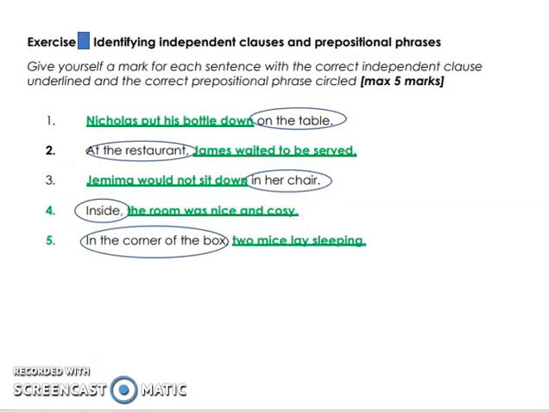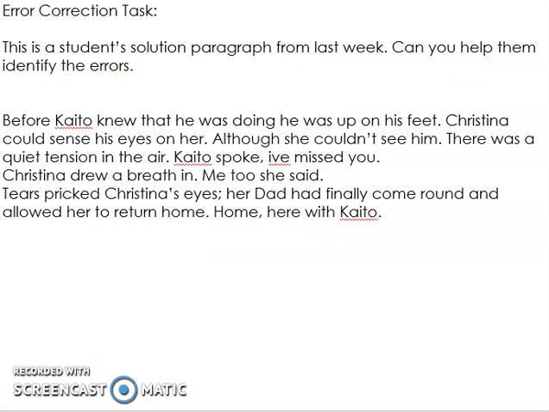Great, and here are your answers. You can get a maximum of 5. The prepositional phrases were on the table, at the restaurant, in her chair, inside, and in the corner of the box.